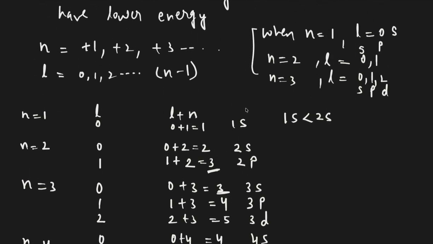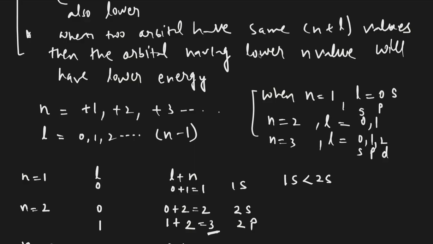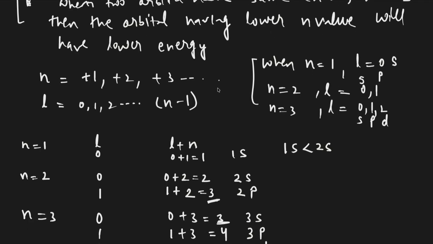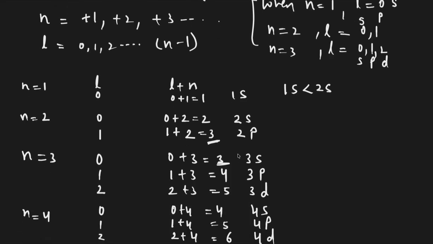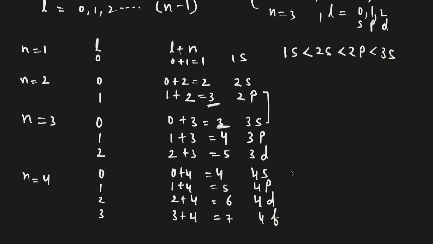Then in that case, we will go by the third rule. This rule says when two orbitals have the same n plus L values, then the orbital having the lower n value will have the lower energy. So out of these two, which one has a lower n value? Of course 2p. So that is why the next energy level that is going to get filled is 2p. Then we have 3s, right?